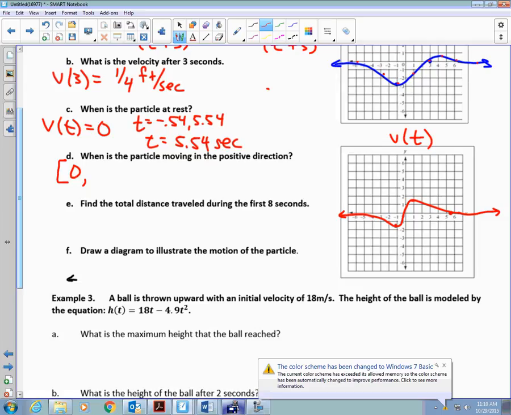0 to what? Where is it? 5.54. That's where it's moving in the positive direction. That's where it's above the x-axis.